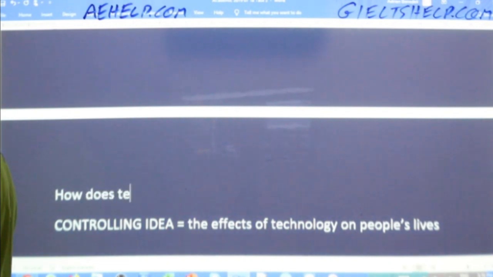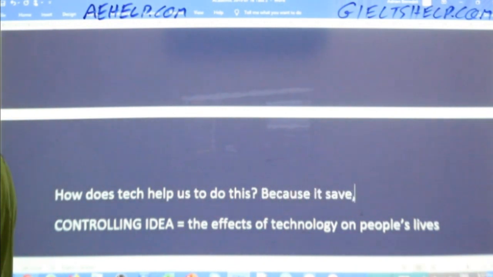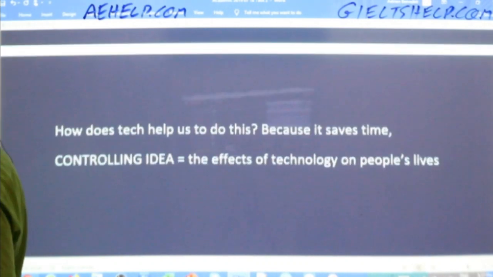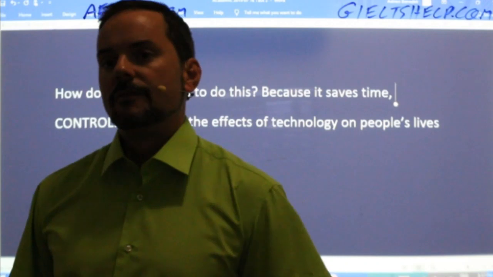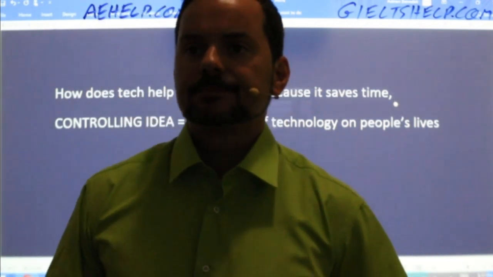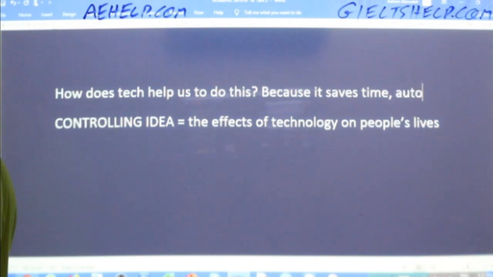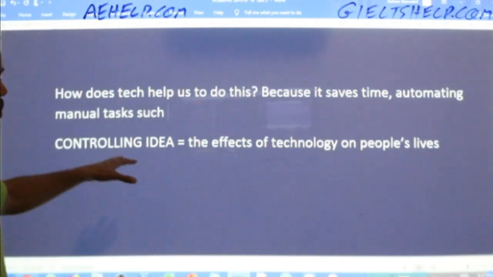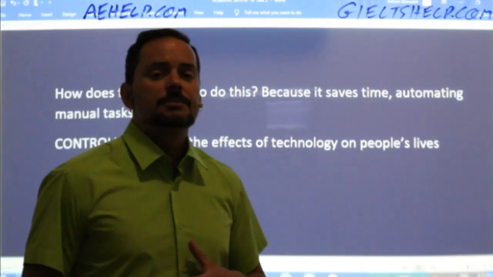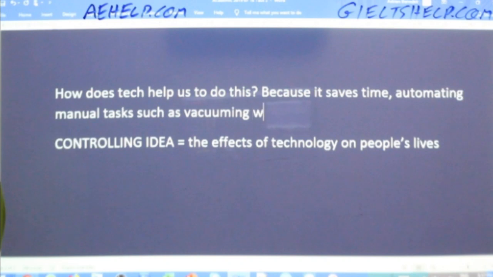Okay, how? So how does tech help us to do this? Because it saves time, right? How else? How does technology help us to live more comfortable, more efficient lives? To replace manual tasks, yeah, automating manual tasks, absolutely. And even when you do this, students, even go as far as thinking of details. What kind of manual tasks? Such as washing the dishes, right? So, such as vacuuming, washing the dishes.